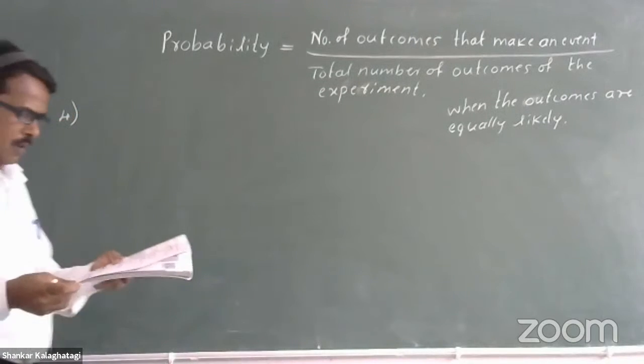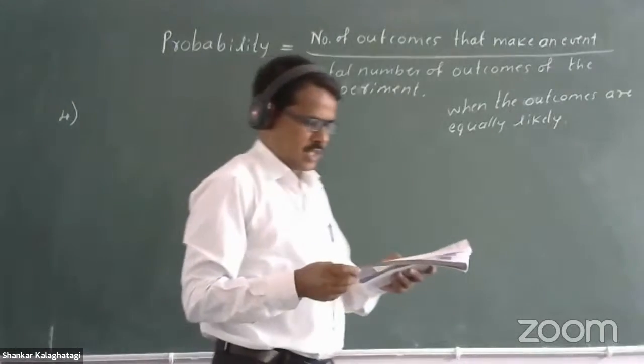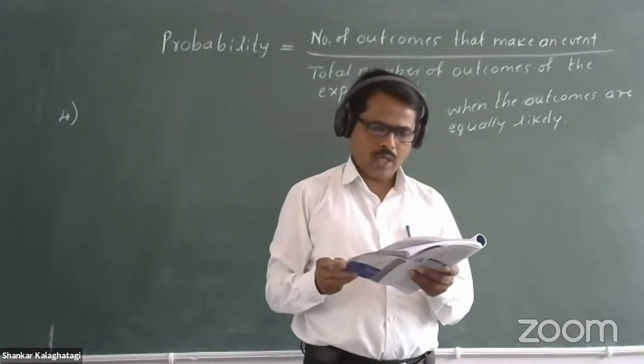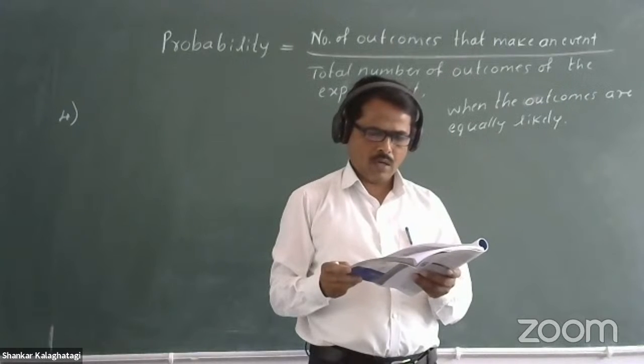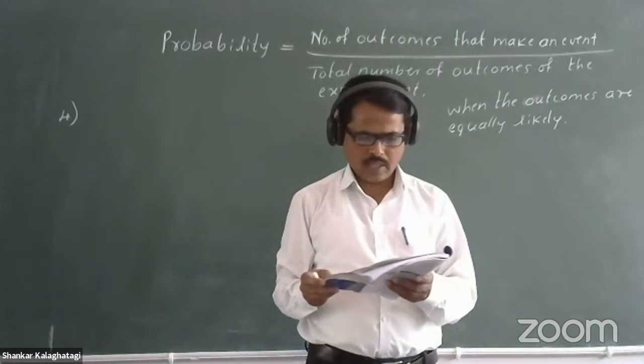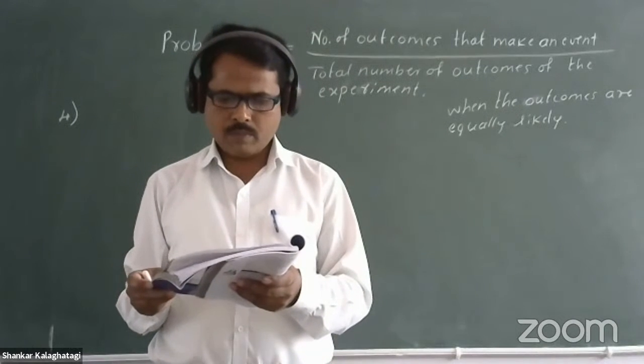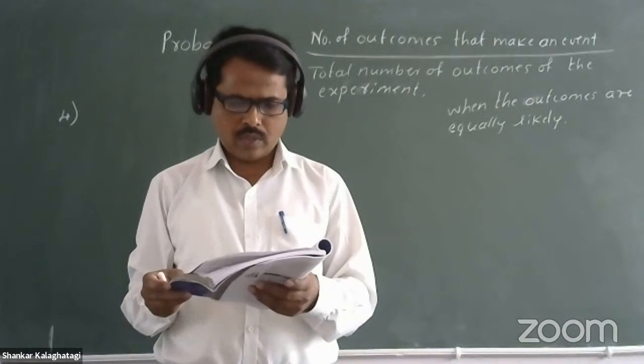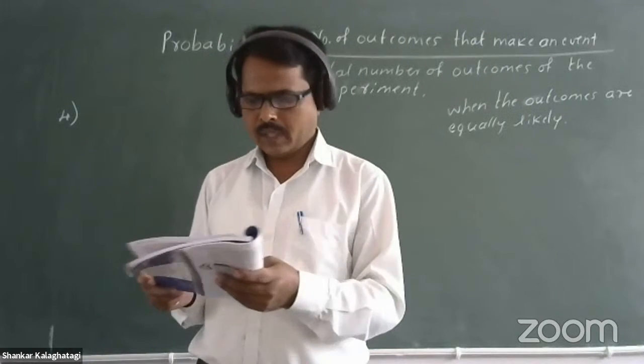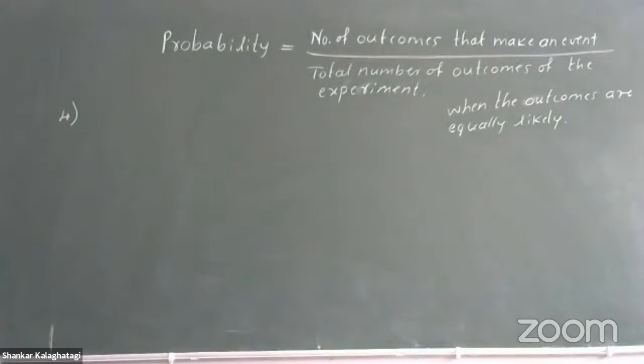Numbers from 1 to 10 are written on 10 separate slips. One number on one slip, kept in a box and mixed well. One slip is chosen from the box without looking into it. What is the probability of getting a number 6? Question, have you understood, students? Yes, sir.